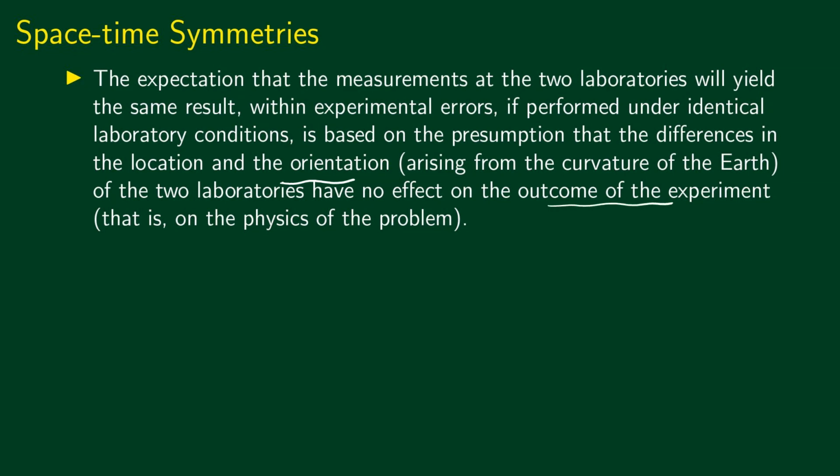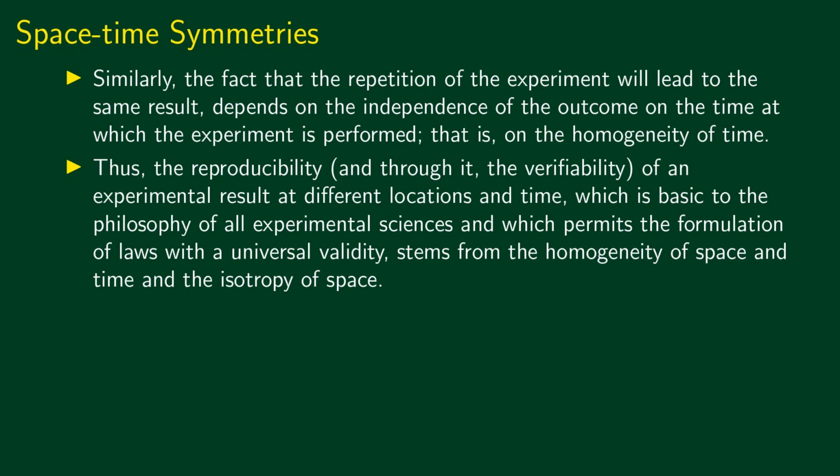Similarly, we usually expect that repetition of an experiment will give the same result within experimental error. You may carry out an experiment today and you may want to do it again tomorrow just to check. And if nothing else changes, you generally should get the same results. But this expectation again is based on homogeneity of time. That is, we expect that the experimental outcome is independent of the time at which the experiment is performed. And this is precisely what homogeneity of time means.